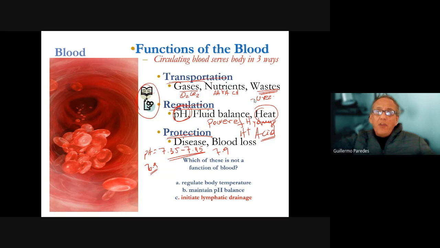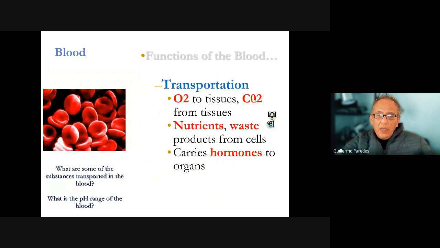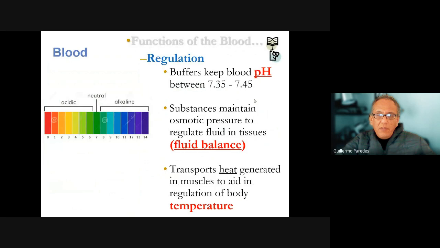If you have a cold, the vessels are going to vasoconstrict, putting the blood far away from the skin, in order to keep the temperature of your body. All right, so we have carry hormones, oxygen, nutrients. We already talked about that. The pH 7.35 to 7.45, fluid balance.